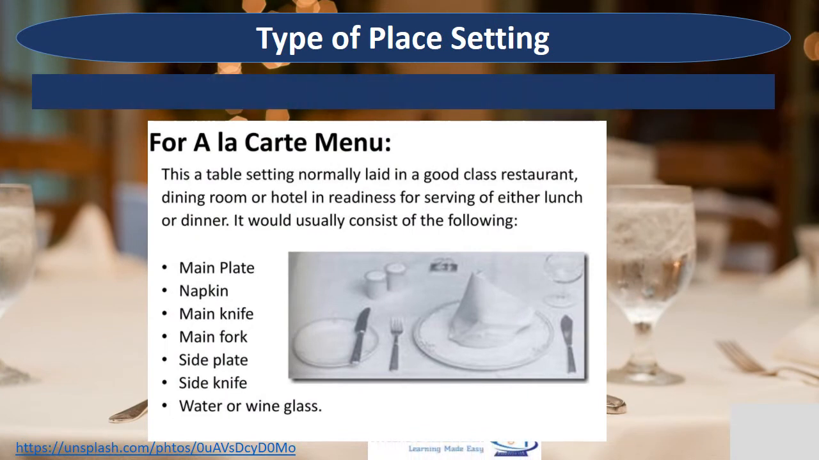For an a la carte menu, this is a table setting normally laid in a good class restaurant, dining room, or hotel in readiness for serving of either lunch or dinner. It would usually consist of the following: main plate, napkin, main knife, main fork, side plate, side knife, water or wine glass.